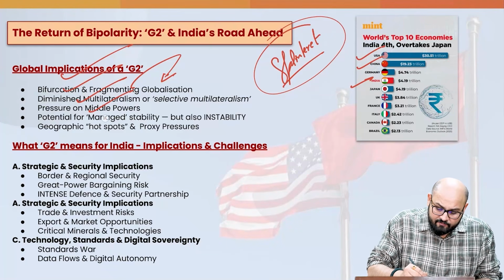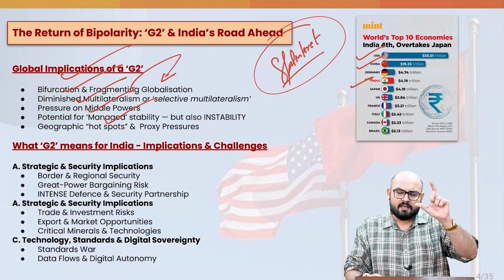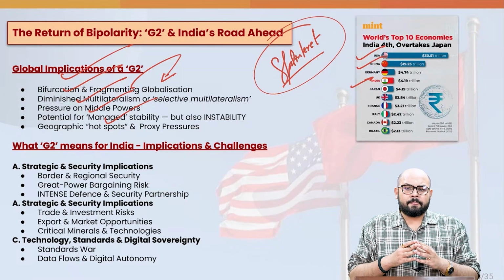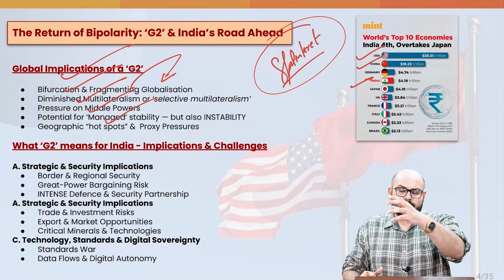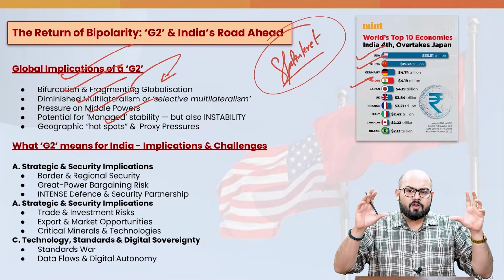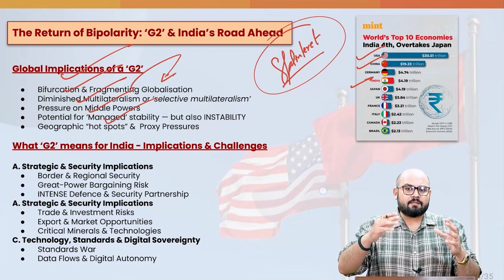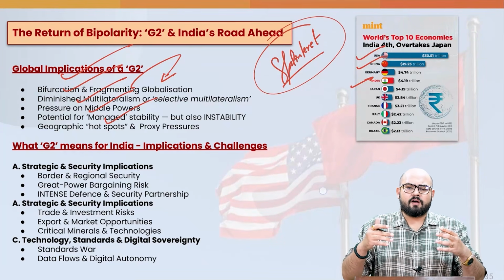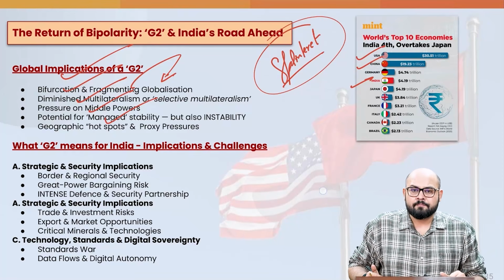Then we have potential for managed stability but also instability. A little bit complex, but again, very important. When these two countries come together, let's say the recent summit in Busan, when Mr. Trump met with Xi Jinping, it offers a ray of hope for different countries around the world, right? And that's the reason many of the times, whenever these two countries come together, whenever a kind of collaborative mechanism is set up, we see the reflection of it in the stock markets, right?